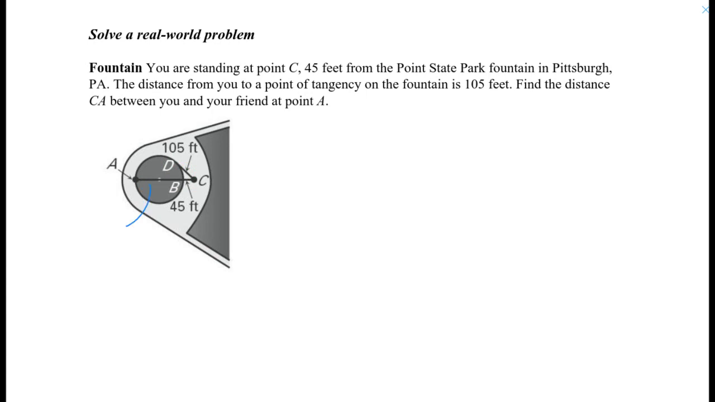The part that we don't know here is AB, so I'm just going to label that as X since that's an unknown value. So we know that the product of that secant segment, which is X plus 45, times the exterior segment, which is 45, is going to be equal to our tangent segment of 105 squared.